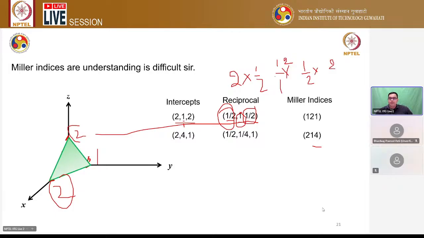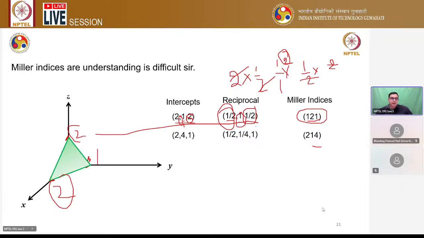Now I have a value. This gets cancelled, this gets cancelled, and this 2 will remain. So I have 1, 2, 1. This is my Miller indices, and this is how a plane is defined. Now, in the intercepts you were mentioning a comma, but please note that this comma is not available in the Miller indices. You denote it without any comma.